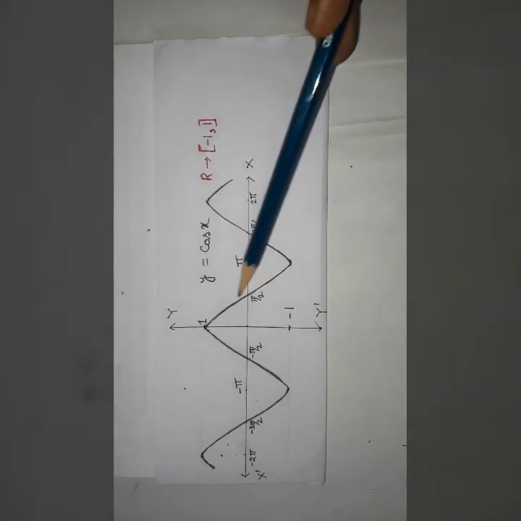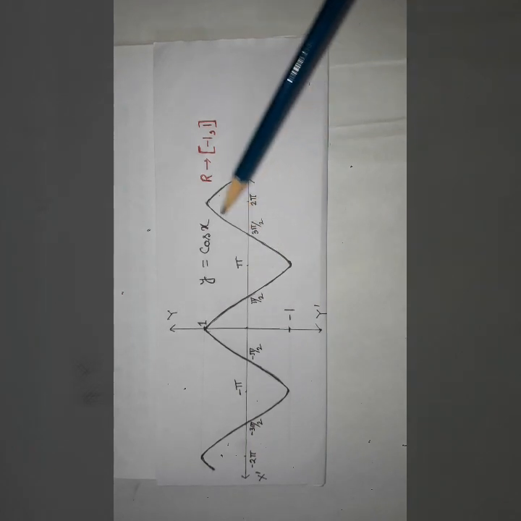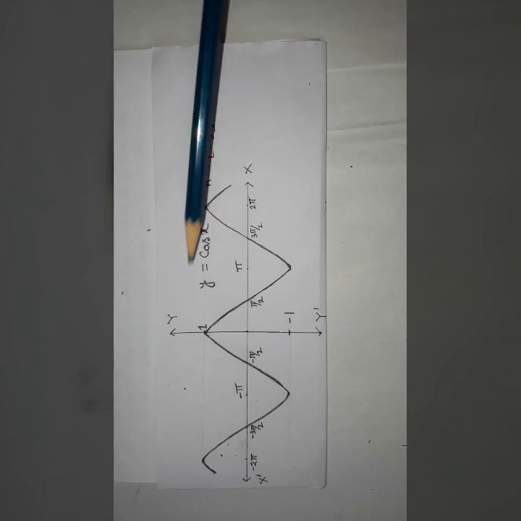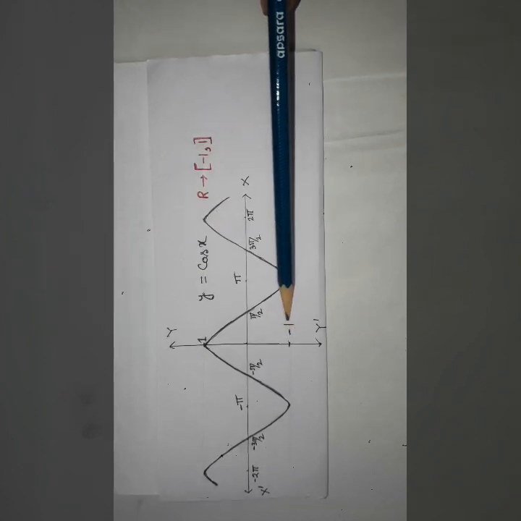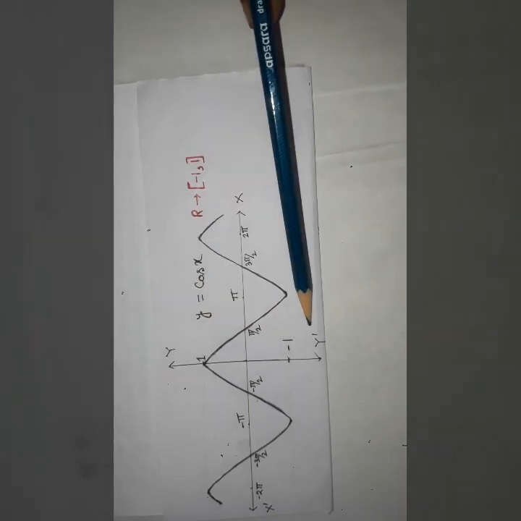Here also you can see it is repeating, so it is also a periodic function, and the values of cos x also lie between minus 1 and 1, just like the previous one, that is sin x.